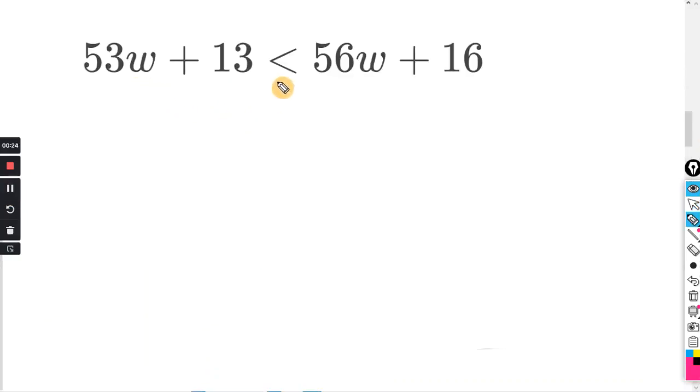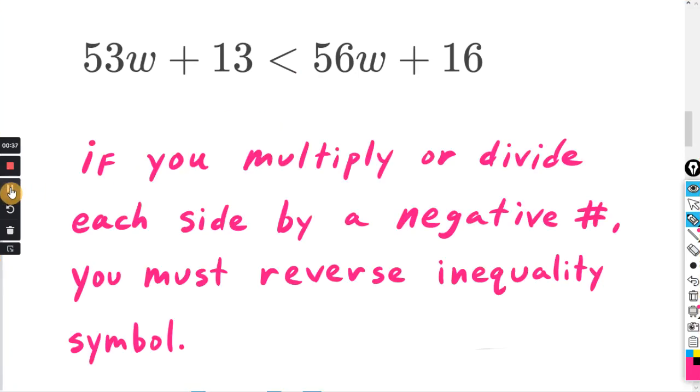So solving the inequality is basically the same as solving the equation if it had an equal sign. There's just one thing you want to remember. You might want to write this down, and I'm going to give you a quick example. If you multiply or divide each side by a negative number, you must reverse the inequality symbol. I'll show you a quick example of that.